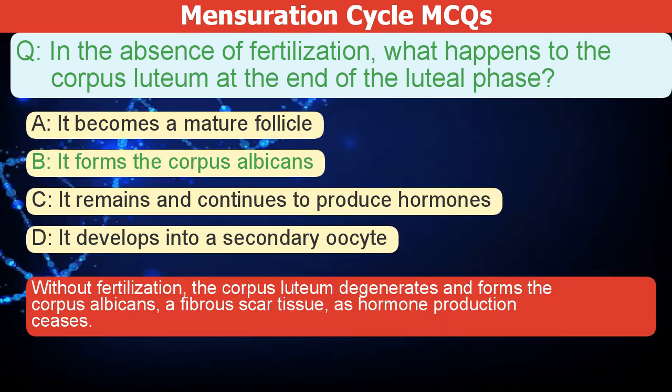The correct answer is B. Without fertilization, the corpus luteum degenerates and forms the corpus albicans, a fibrous scar tissue, as hormone production ceases.